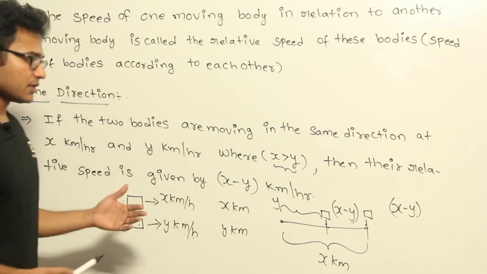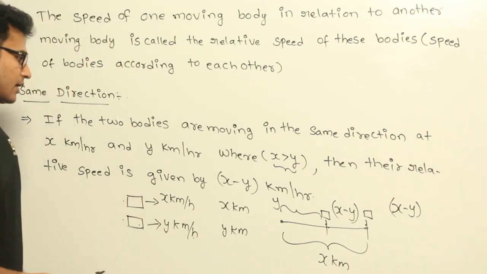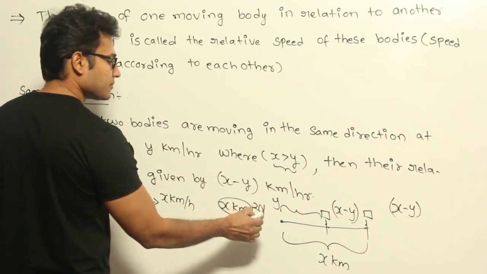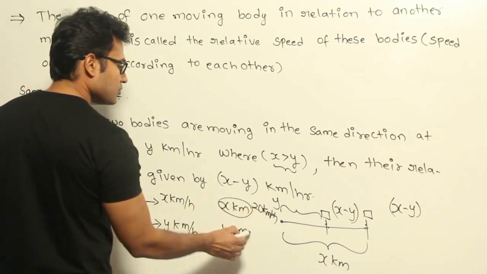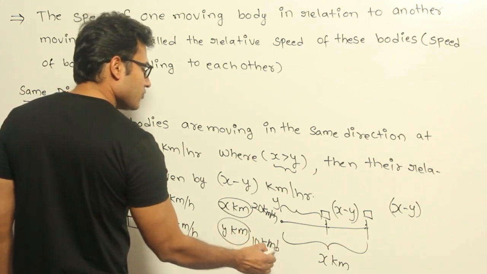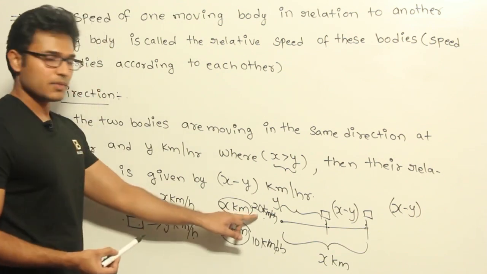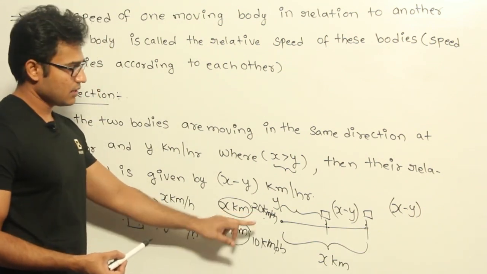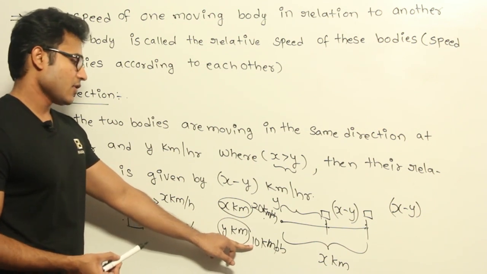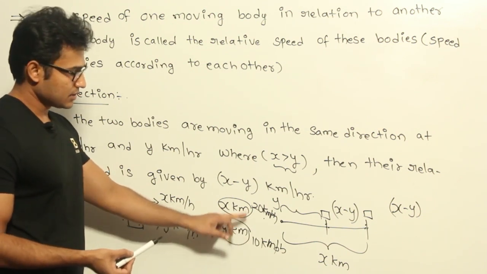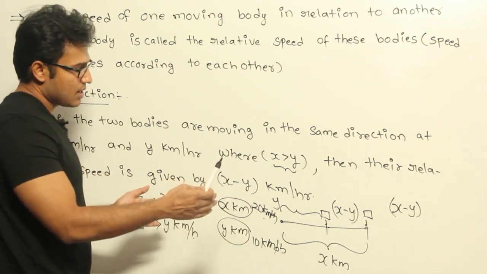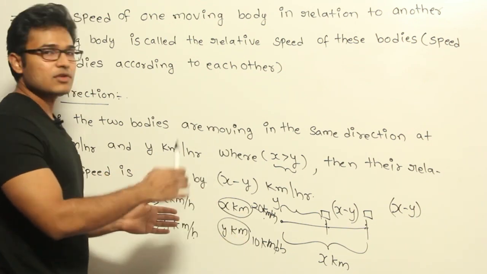Now if you want to look at an example, you can think of it this way. Let us say this body is moving at 20 kilometers per hour and this body is moving at, let's say, 10 kilometers per hour. If you let this body move for 1 hour, it will be able to cover 20 kilometers, right? And if you let this body move for 1 hour, it is going to cover 10 kilometers. After 1 hour, the distance between them will be 10 kilometers, which means both are going to be separated by 10 kilometers every 1 hour.